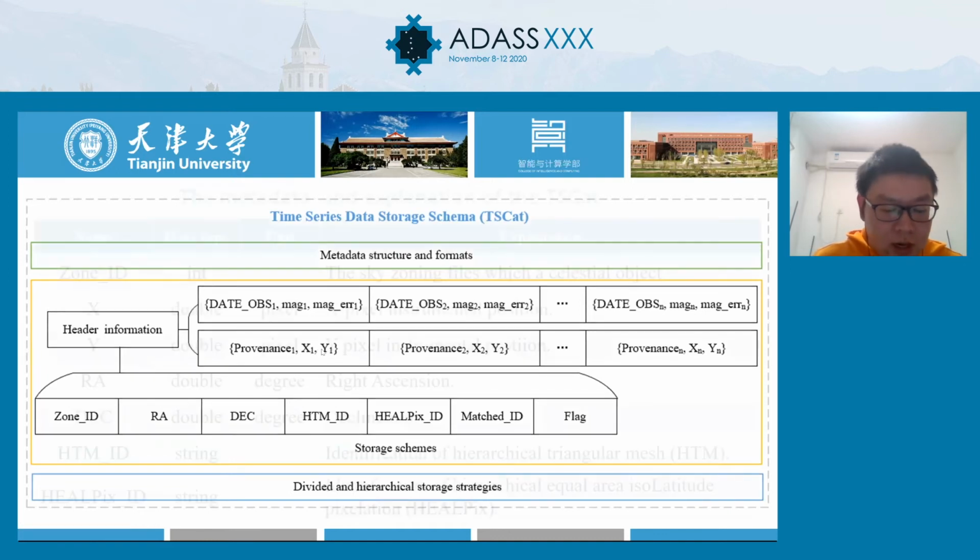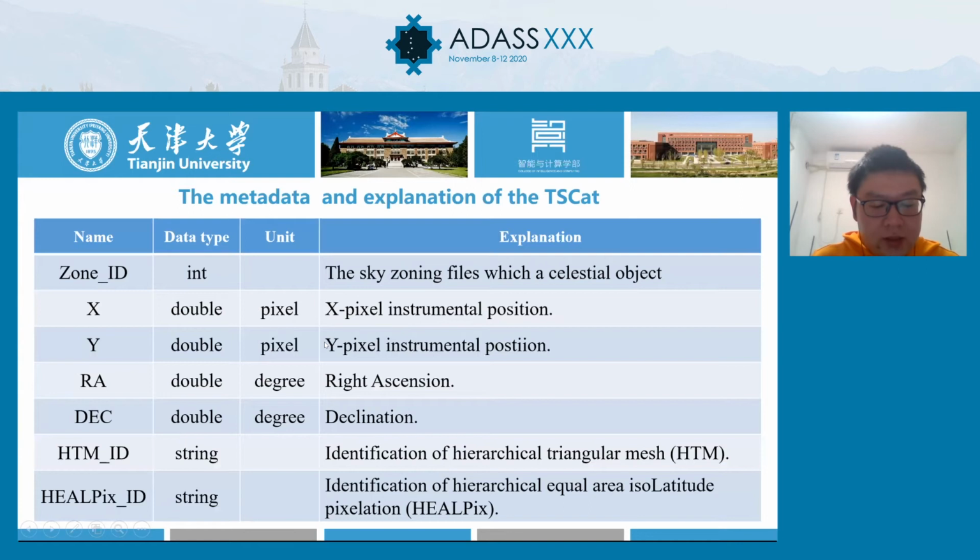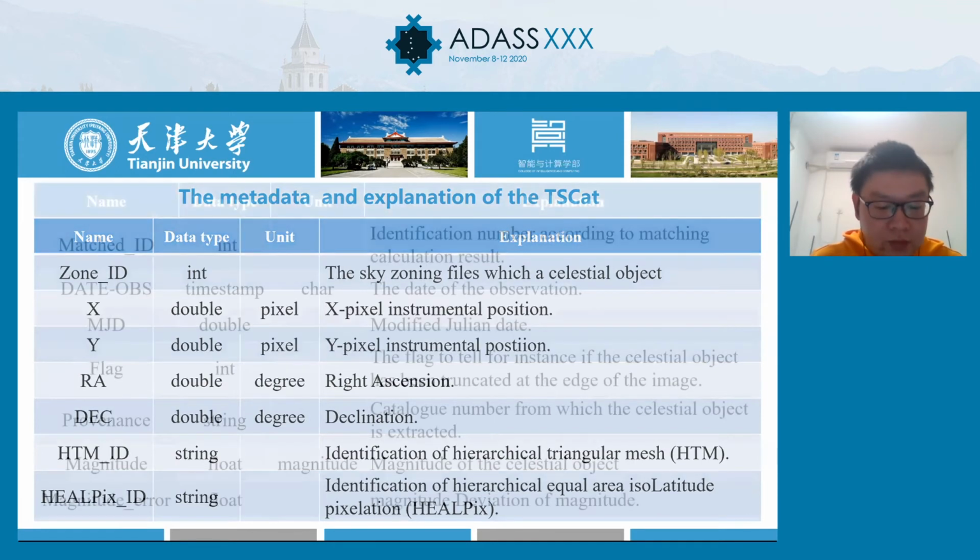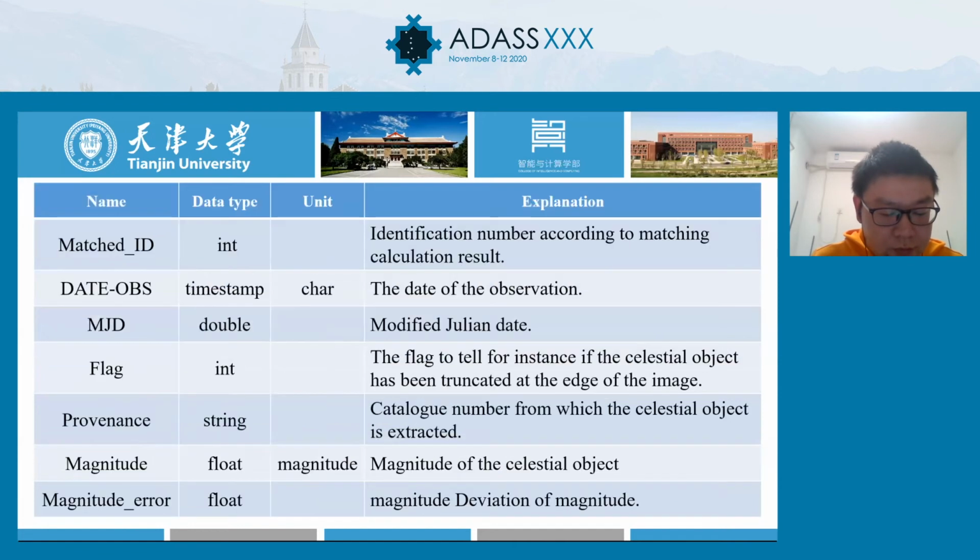We focus on the definition of metadata and topics for time series data, such as light curve analysis and tracking sub-images for every individual point of a light curve. This table lists the metadata and explanation for time series data.